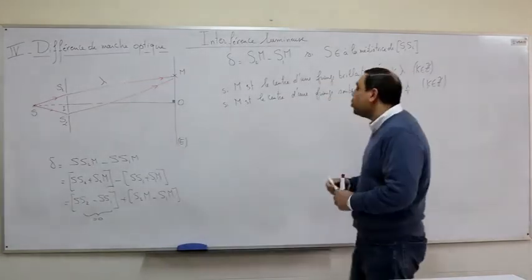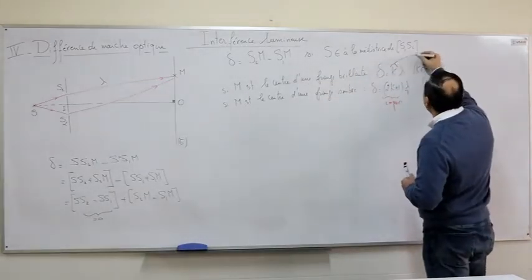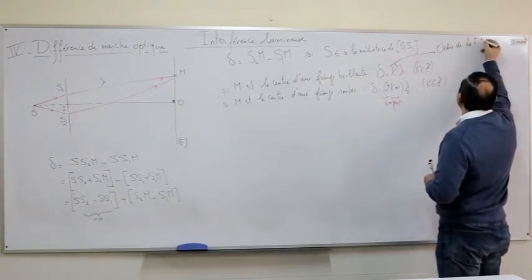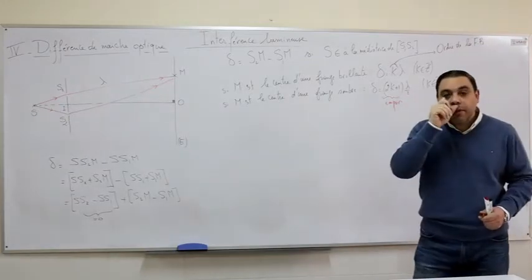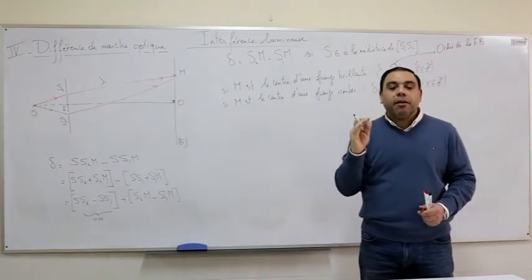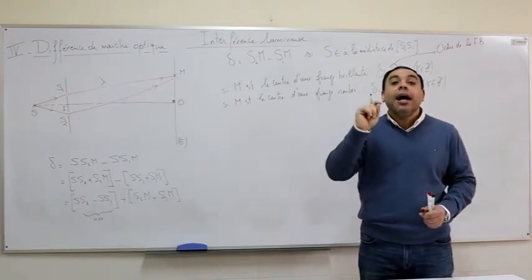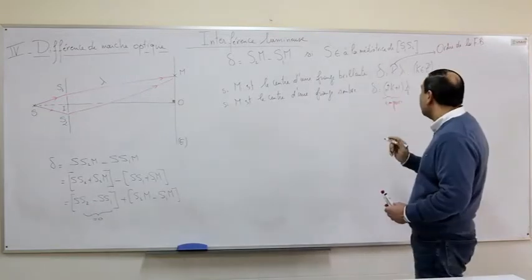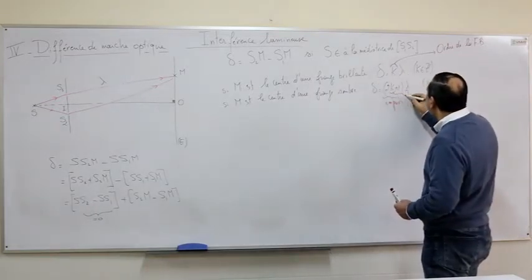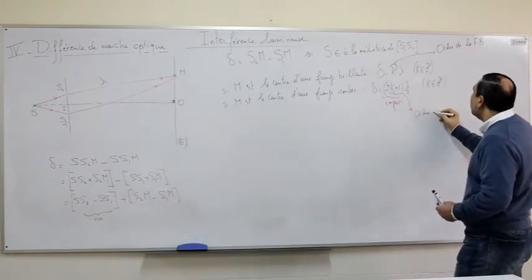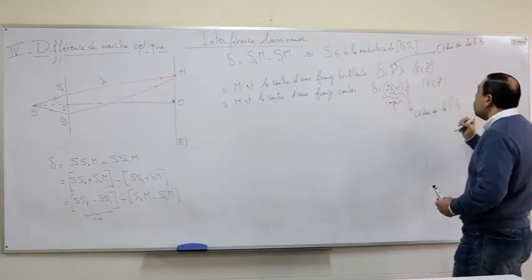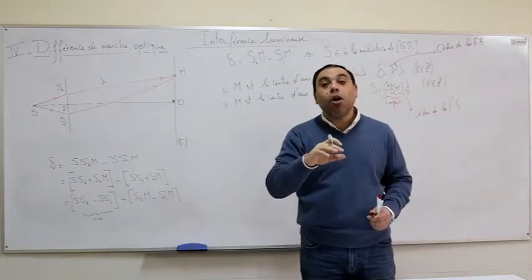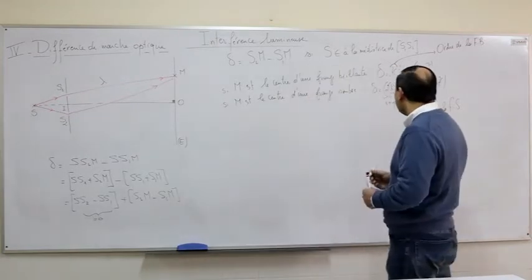K is also the order of the bright fringe, because to each bright fringe there corresponds a certain order, which is an integer. Similarly, k is the order of the dark fringe, because to each dark fringe there corresponds a certain order, which is an integer.